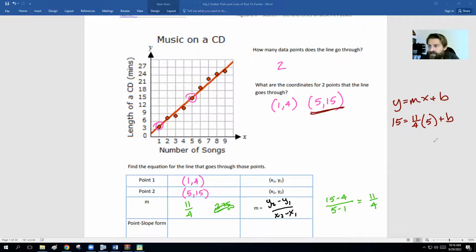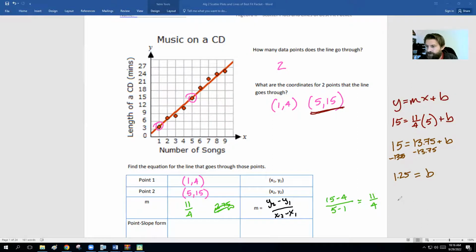You know what? Let's just use decimals here, make our life easier. All right, so if we take 11 over 4 and we times it by 5, that's why we have calculators. 55 over 4, which is 13.75. And if we want to solve for b, we subtract that 13.75, and we would get 1.25.